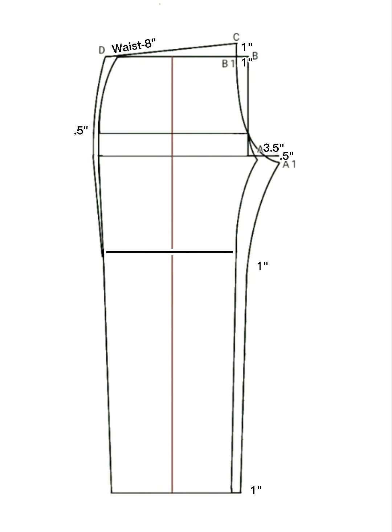Find the center point of D and C. Mark it point E. Extend the line by measuring 4.5 inches and mark it F. As usual, add 1/2 inch to both sides of point E and mark it G and H. Connect point G to point F and point H to point F. This is now your back pant pattern.